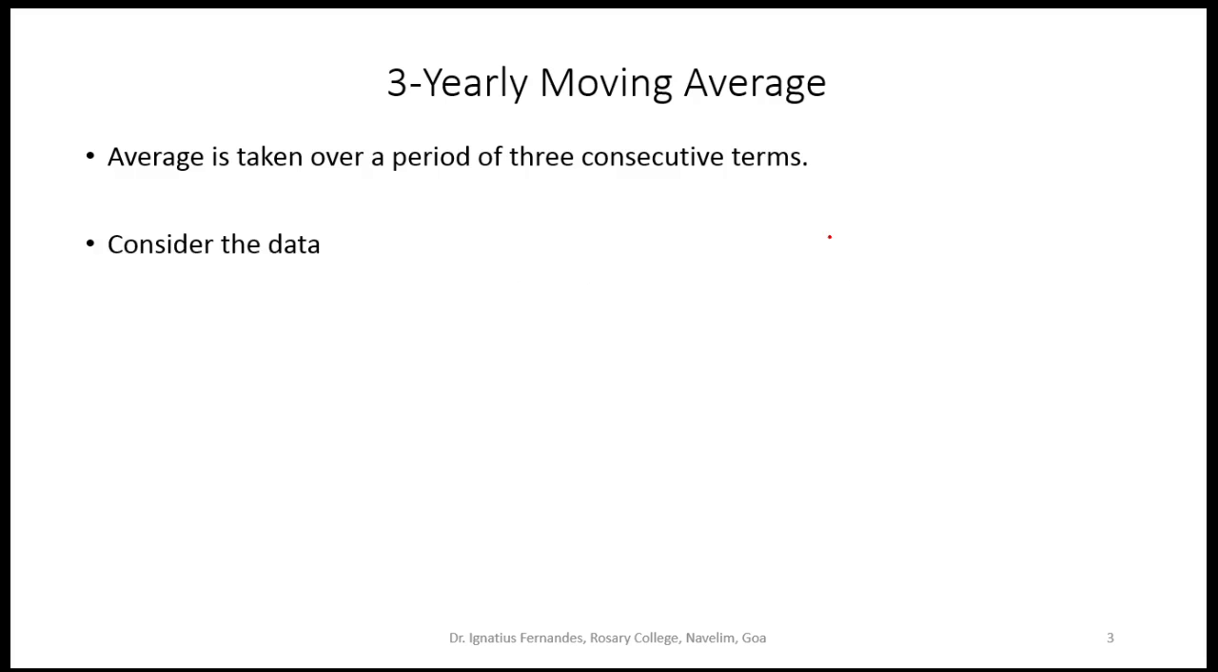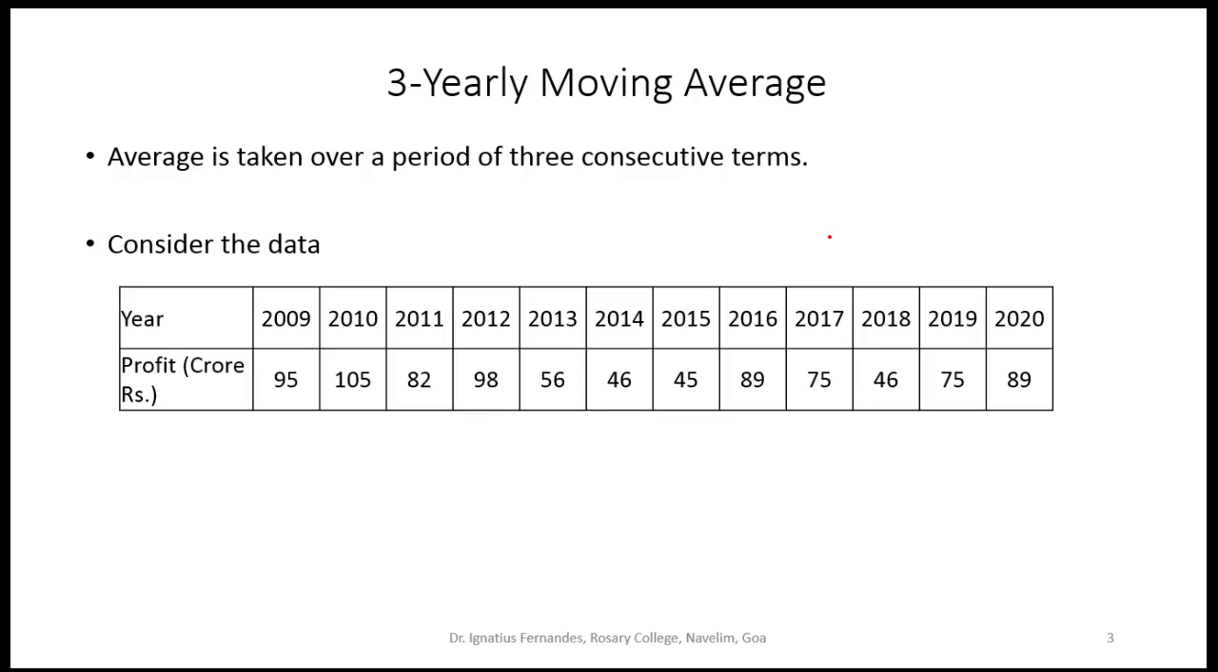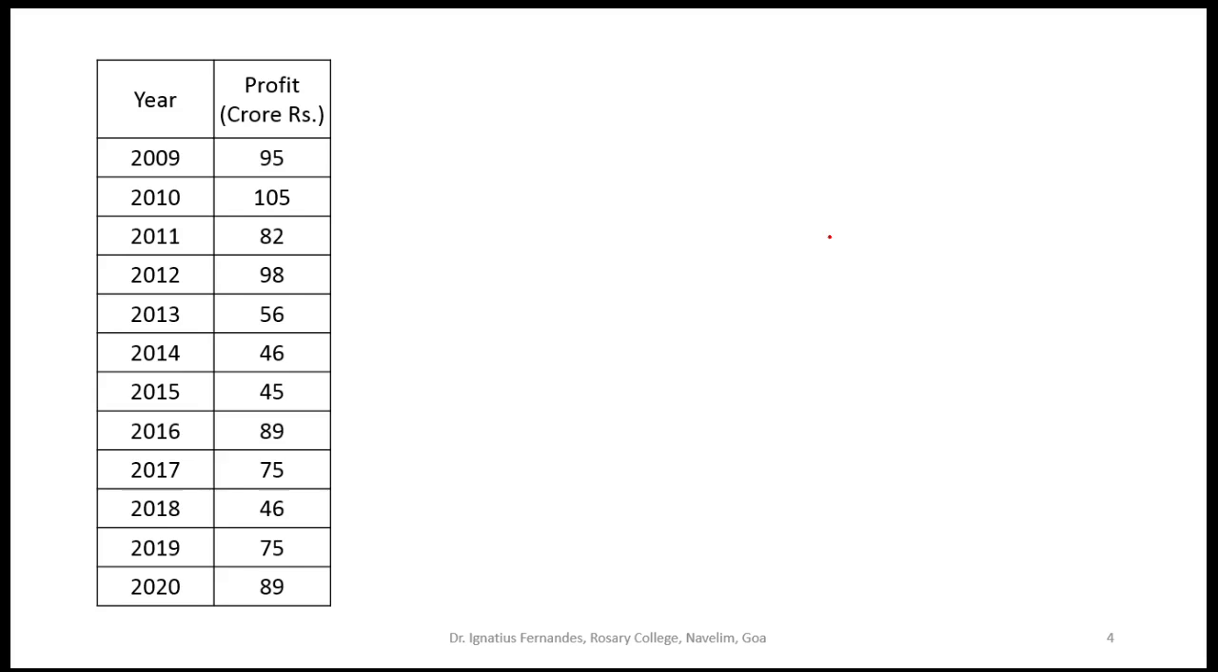Let's say, for example, suppose I have this data. These are the profit values of a particular company from 2009 to 2020, and we would like to see the trend using the 3-yearly moving averages for this data. So in 3-yearly moving averages, we find the average over a period of 3, so we consider 3 years here.